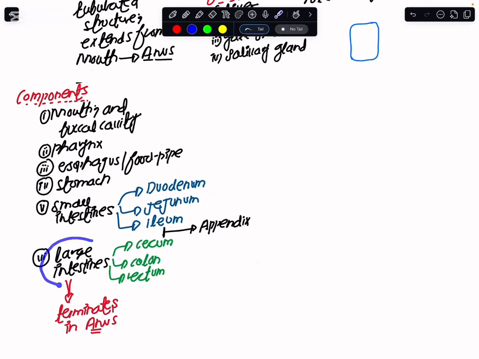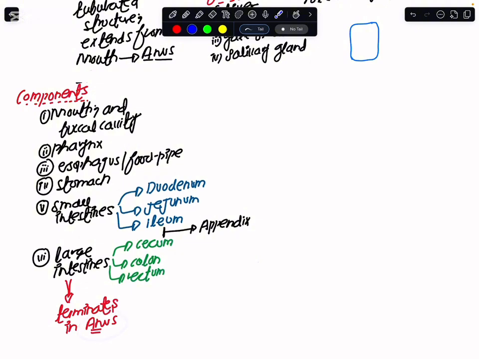And as far as the large intestine is concerned, it also has three subparts. We have the cecum, then the colon, and then the rectum. The large intestine is where it terminates, and this is what we call the anus.